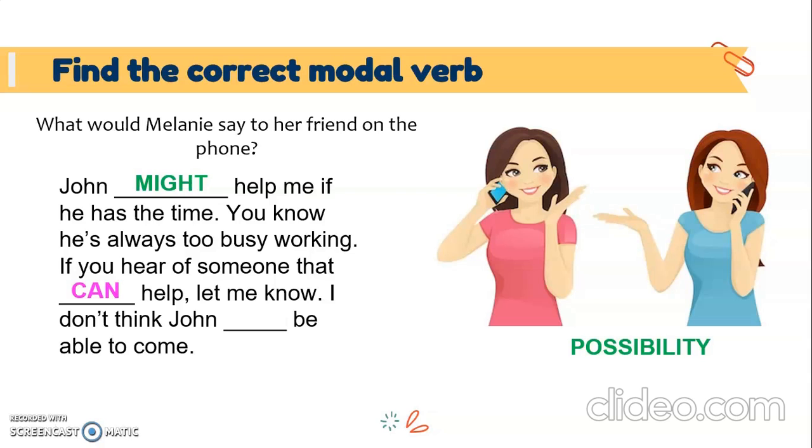Then we have can. Why? Because we're talking about an ability, someone that can help, that has the ability to help. And then we have will, because we're talking about a fact in the future. Let's go with the second situation.